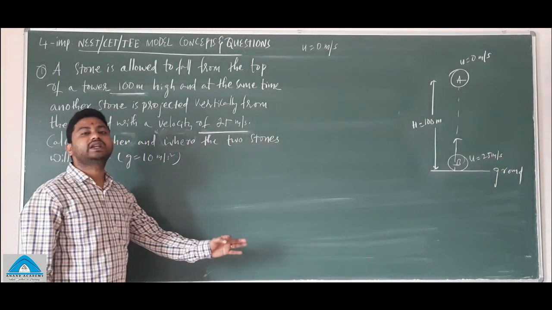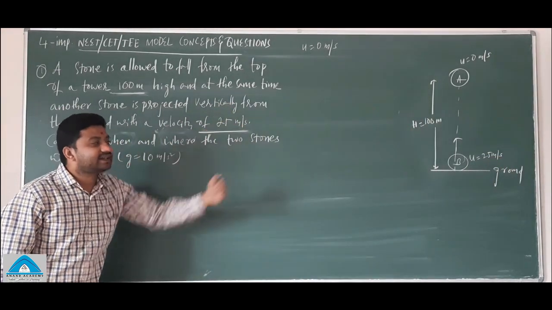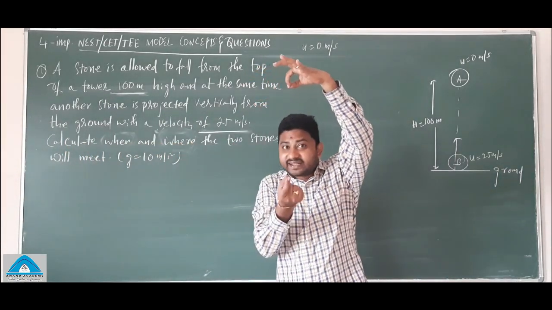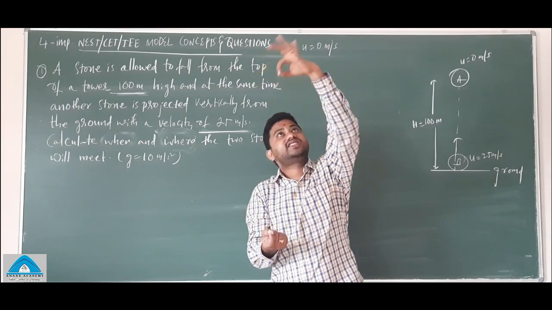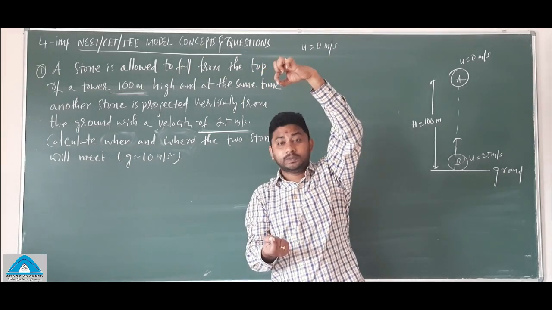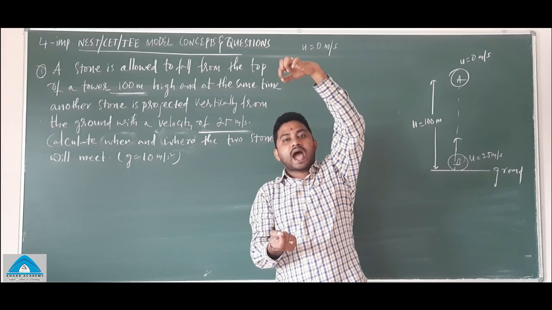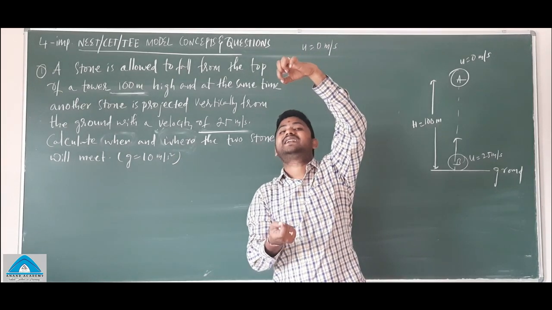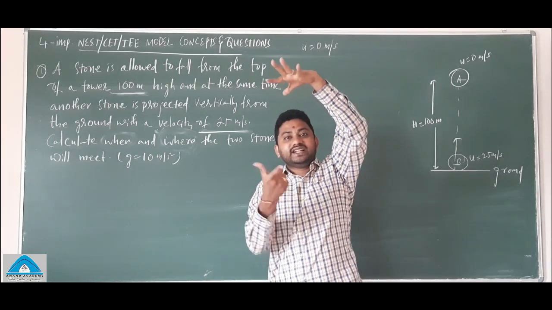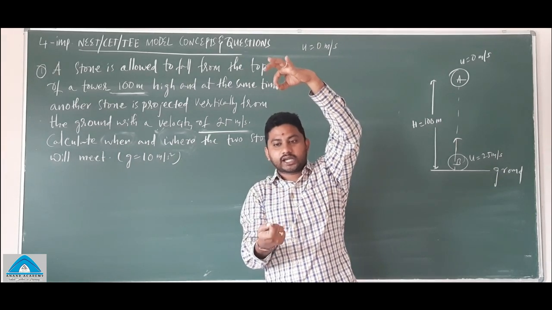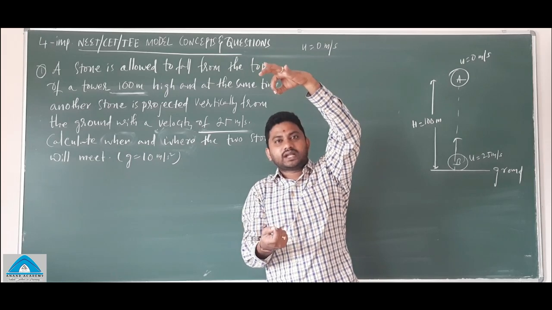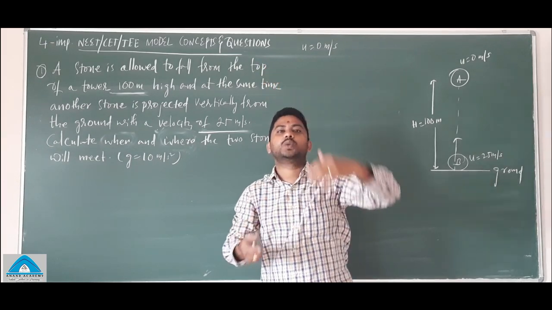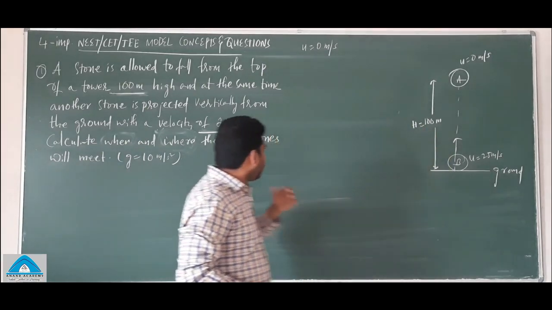So what is happening here? Till this point, let us understand the question. There is a stone at 100 meters height from the ground, and there is another stone on the ground. This one is dropped, and at the same time, the other stone is vertically projected up simultaneously. So look at this once again: one is dropped, and another one is vertically projected upward at the same time. I hope you understand. Now, let's continue.